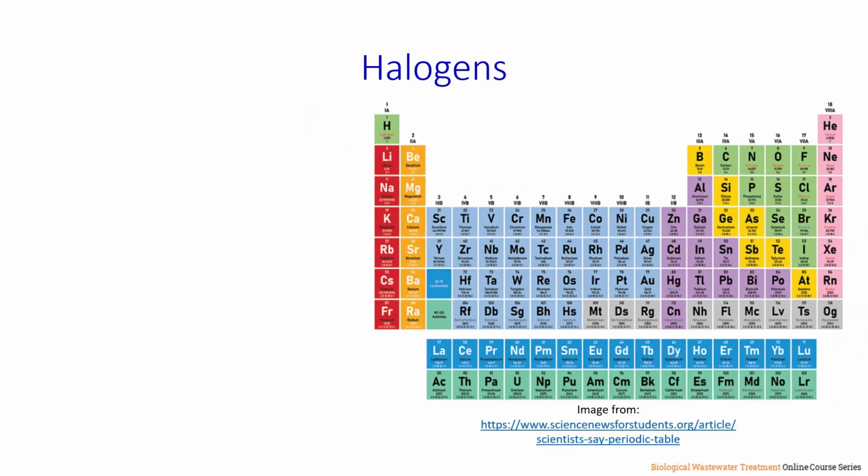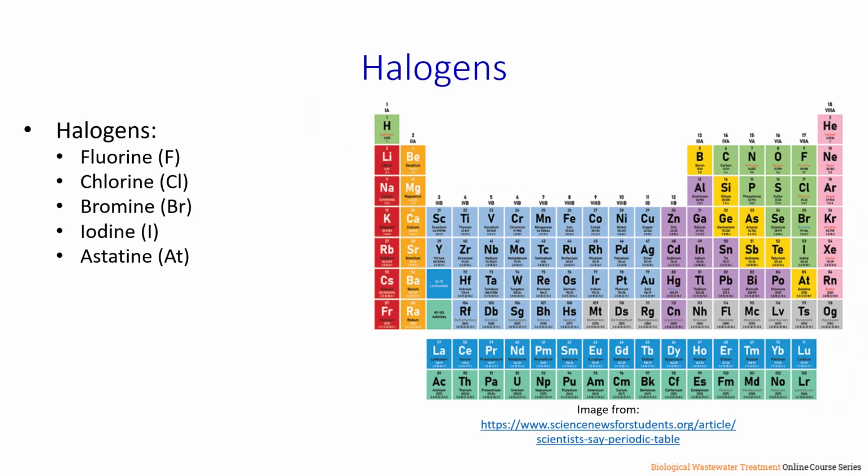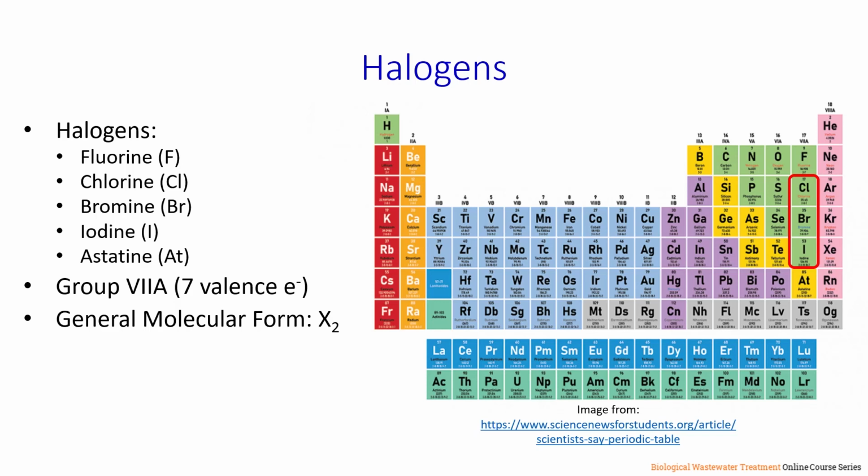example in this lecture. The halogen family in the periodic table includes the elements fluorine, chlorine, bromine, iodine, and astatine. They are, in fact, what are known as the group 7A elements, and they have 7 valence electrons, which yields very similar chemical behavior among each of the elements that we identify as the halogens. Among those halogens, the most commonly used for disinfection are chlorine, bromine, and iodine. The general molecular form for the halogens is X2, where X represents any one of these halogen atoms.